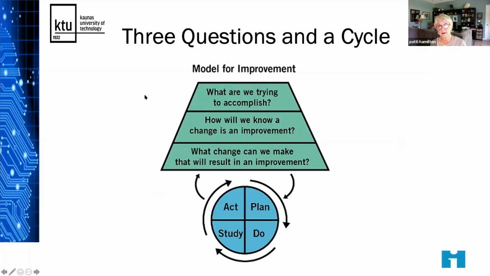What you'll find there in the IHI Open School is the plan, do, study, and act concept. It's the way they organize planning for improvement. And you're going to, I hope, see some similarities with what is happening with Agile project management.